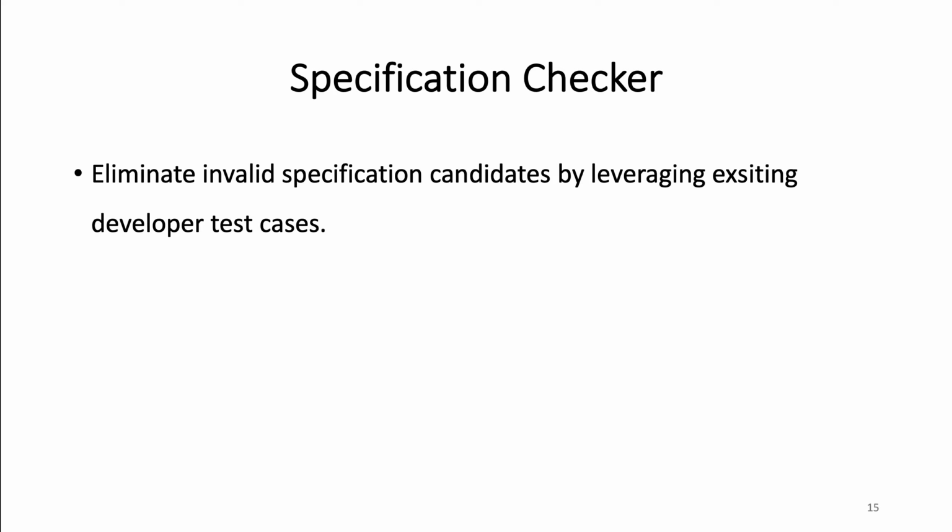Lastly, we use the specification checker component to eliminate invalid specification candidates. It works by transforming the specification candidates into test oracles and then adding these oracles to existing project test cases written by developers. Here, we trust these project test cases as they were the ones used in unit testing and regression testing. Any specification candidate that triggers violations in these test cases are deemed as invalid. I will show this process using an example.